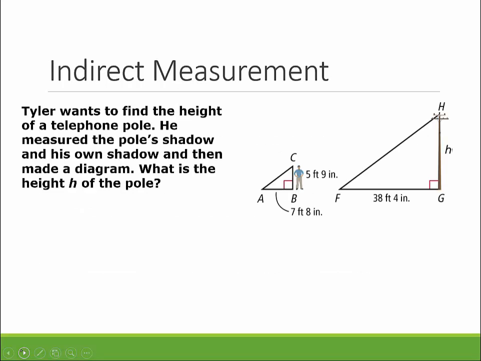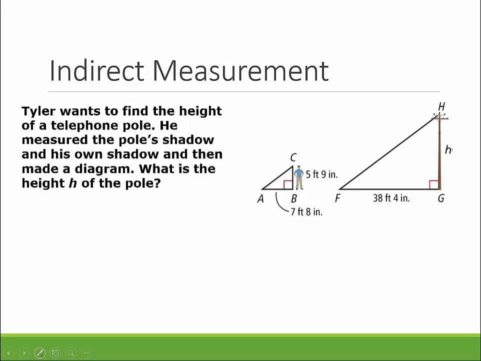So if we talk about some indirect measurements, Tyler wants to find the height of a telephone pole. So he measures the pole's shadow and then his own shadow and made a diagram. The reason he did this is because he can figure out his height easily, and because these are similar figures, we can use proportions to figure out how tall the flagpole is.